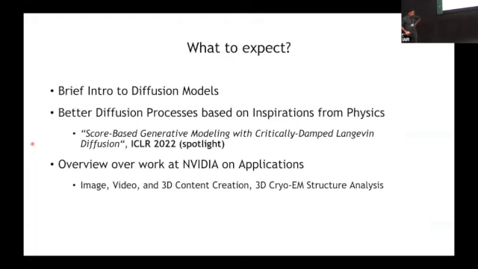Anyway, so what should you expect from my talk? I thought a little bit about what I should talk about today, considering this heavily physics-focused audience. And I in particular want to talk about one work, score-based generative modeling with critically damped Langevin diffusion, which is a work that is heavily inspired by physics, and I think is a nice example of how ideas from physics can inspire new ideas also in machine learning. So this is my focus. But I will first start with a brief introduction, and if there is time left, I will give a bit of an overview over all this image, video, 3D stuff that we are doing. But honestly, let's see if we'll get there.